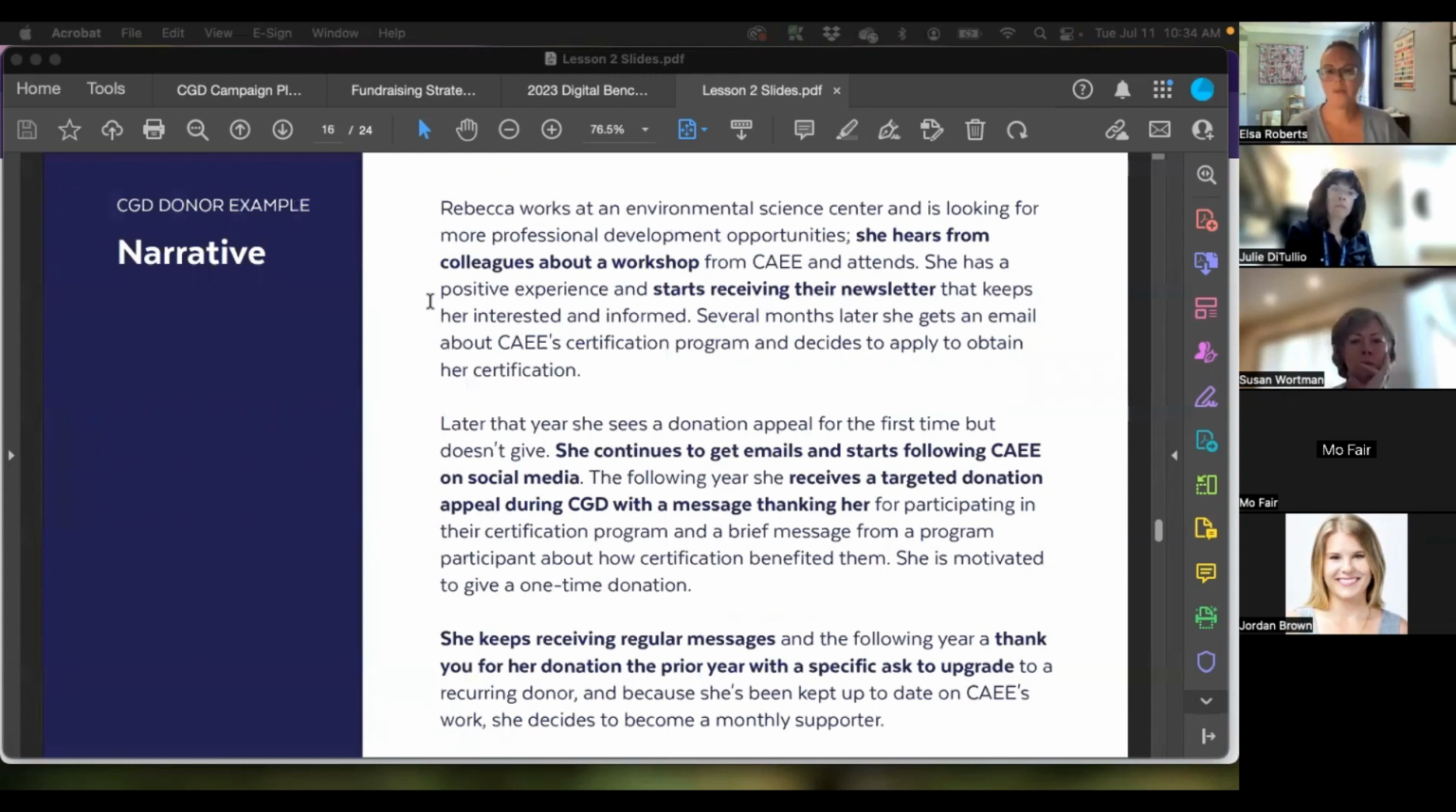Okay, so what I want us to do now is think about this narrative again, and identify where along the pathway Rebecca is throughout this narrative. So at the beginning, she hears from colleagues about a workshop for CAEE and attends that workshop. And then she has a positive experience and she starts to receive their newsletter. What are the pathway points that she is on here?